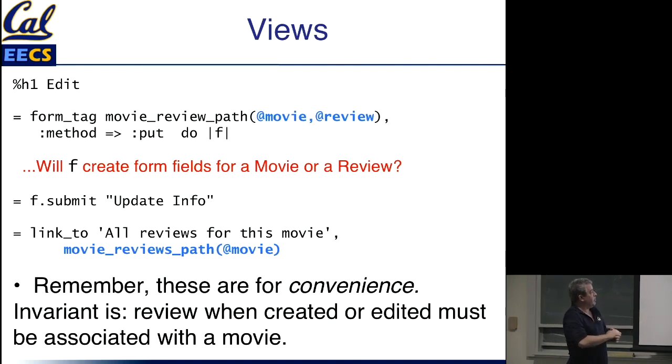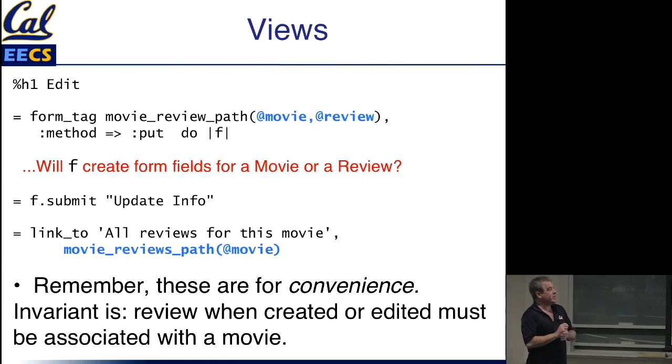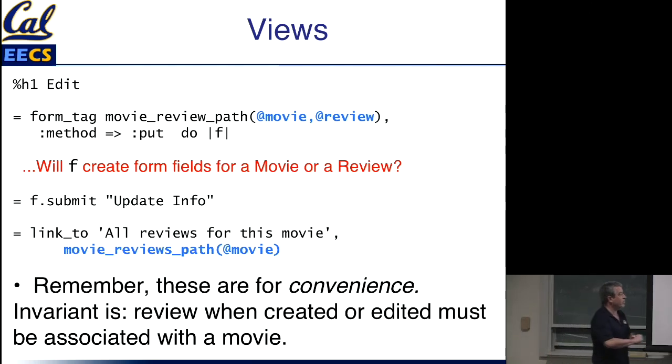So the form tag helpers, the same way that you use them for doing basic operations on a simple resource, they're extended here. You just need to pass them the additional argument. All reviews for this movie looks like movie reviews path, but now you need to pass the movie object in order to tell it which movie to get the reviews from.